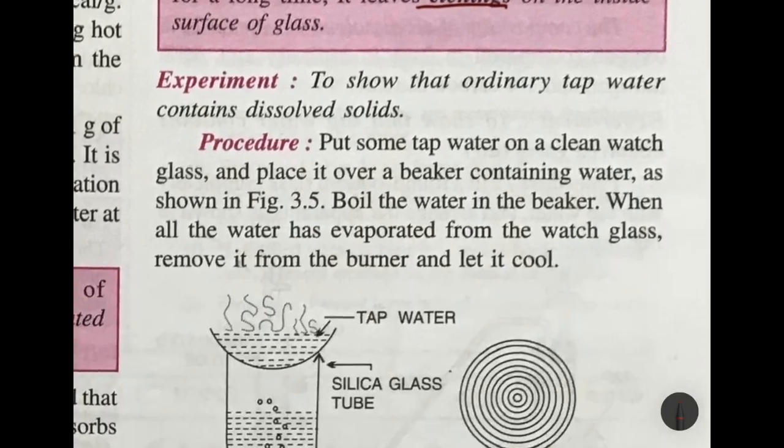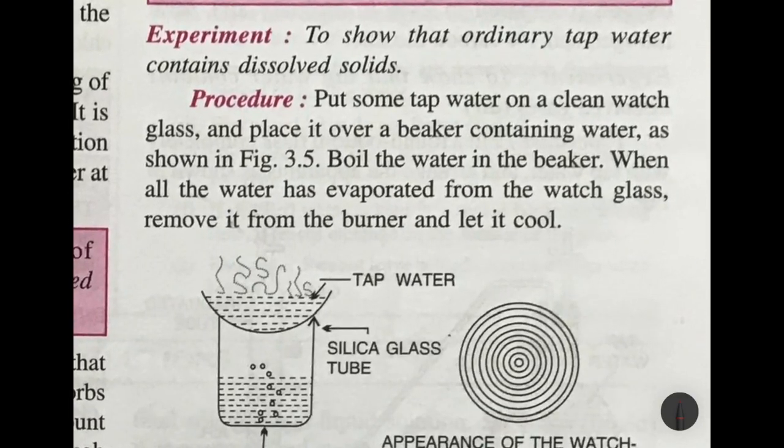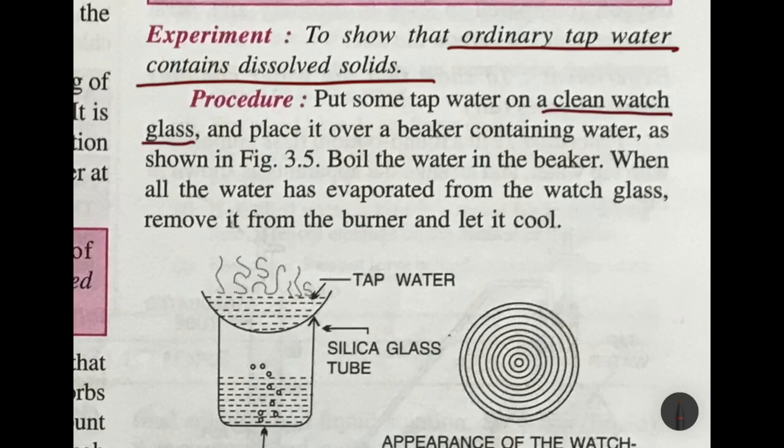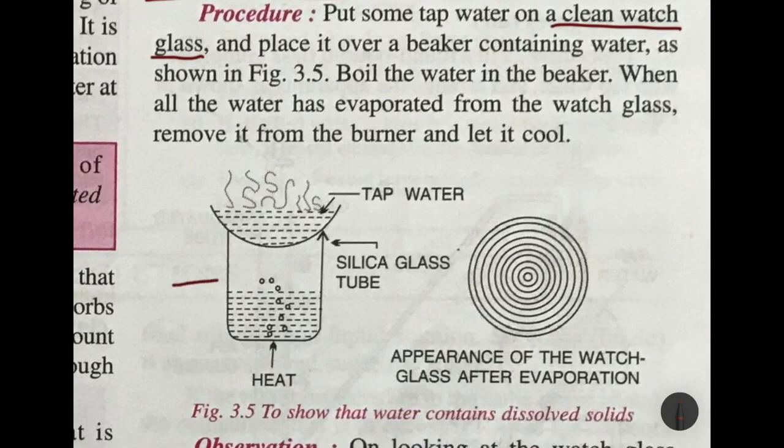Okay, now let us talk about an experiment to show that ordinary tap water contains dissolved solids. The procedure is to put some tap water on a clean watch glass and place it over a beaker. There you can see this is the beaker and water is there inside the beaker. We heat it and then what do we put over the beaker? The watch glass. And what is there in the watch glass? Tap water is there. So we boil the water in the beaker, we heat the beaker from here.